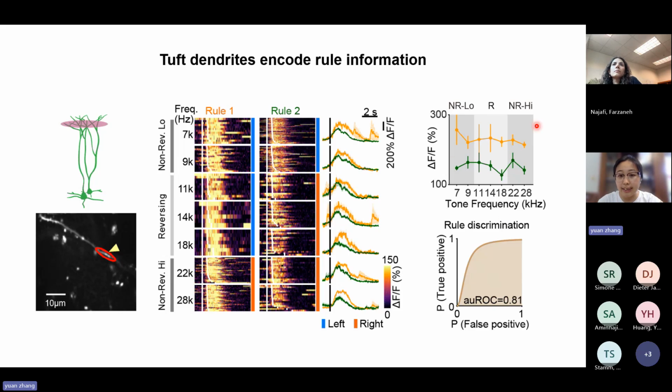We quantify this difference using an ROC analysis, and we found this is significantly rule information.